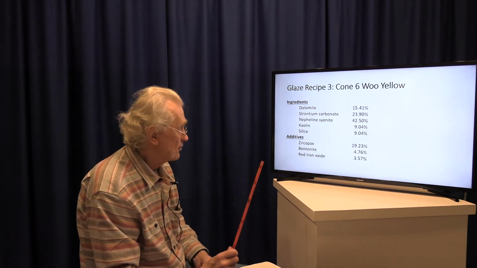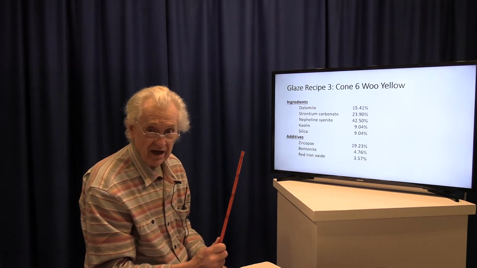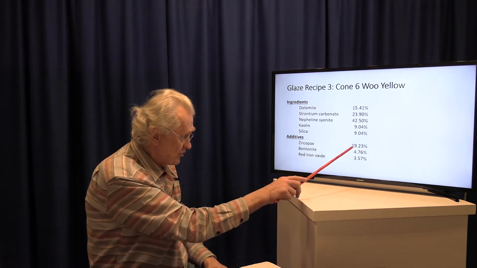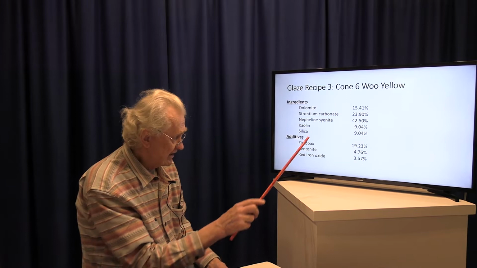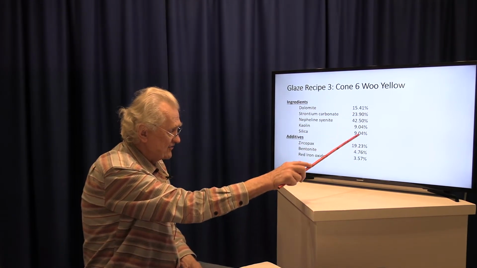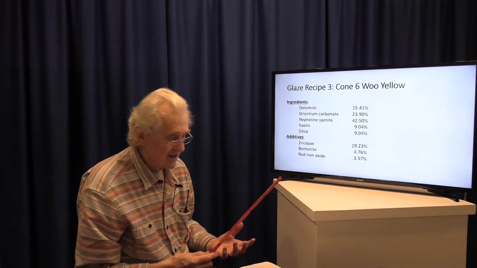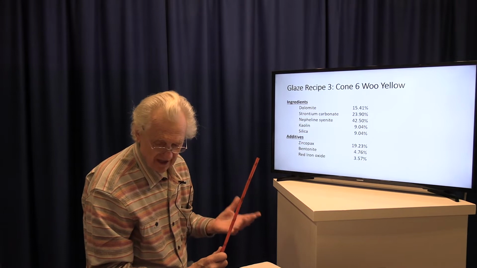But the main thing I noticed looking at this is that's a ridiculous amount of Zircopax. Zircopax will make the glaze opaque white, basically. You don't need more than 10%. With this amount of Zircopax and these not melting well at cone 6, you'd have a really chalky looking glaze. And so I'm not sure what that would accomplish.